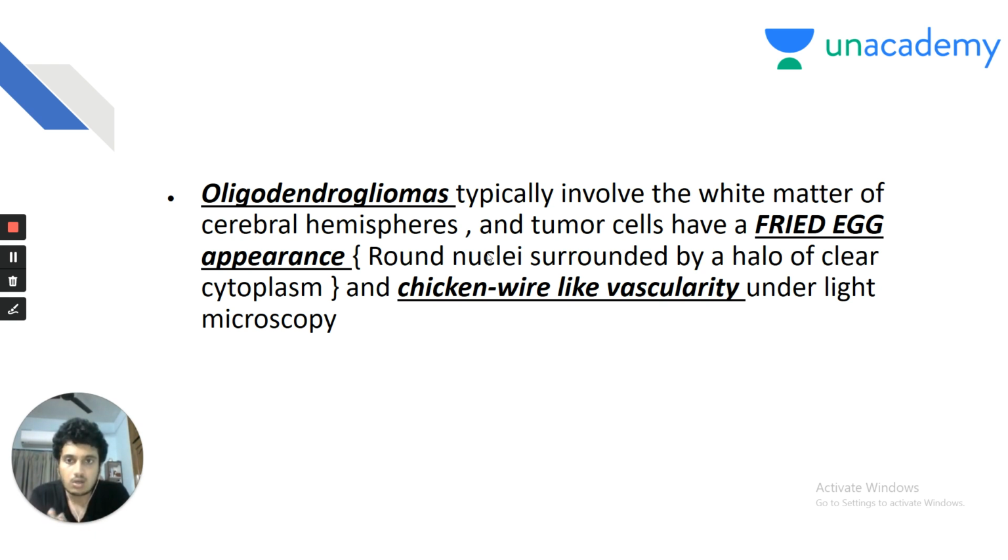Tumor number 7 is oligodendroglioma. It typically involves the white matter of the cerebral hemisphere, and tumor cells have a fried egg appearance, rounded nuclei surrounded by a halo of clear cytoplasm, and chicken wire-like vascularity under light microscopy. Again, my dear friends, a young adult patient presenting with headache and raised ICT, with fried egg appearance of the cells and chicken wire-like vasculature. The classical tumor is oligodendroglioma.